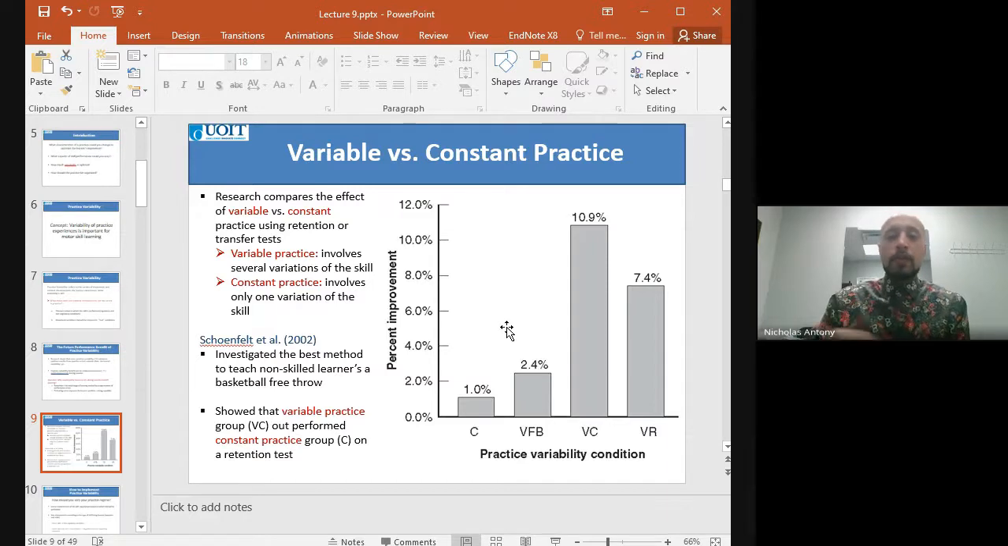If you're doing constant practice, maybe the learners get bored, right? So by introducing variation, it allows them to keep attention on what they're doing because the situations are changing. And we remember from the cognitive component of learning, keeping your attention on what you're doing is important.